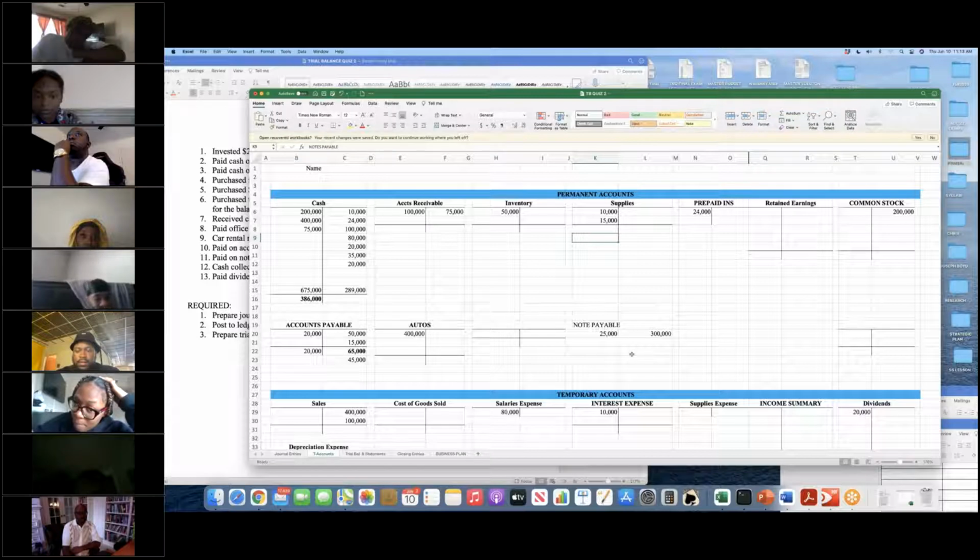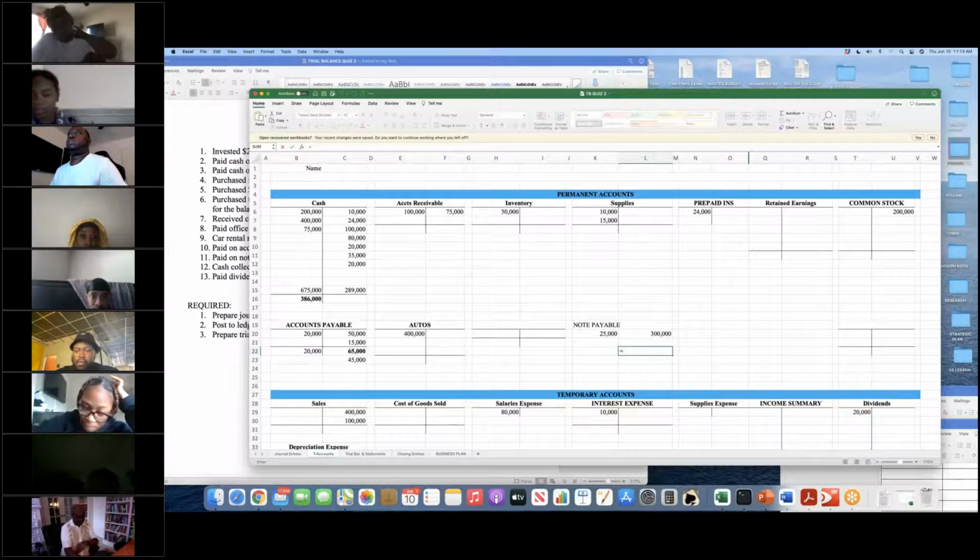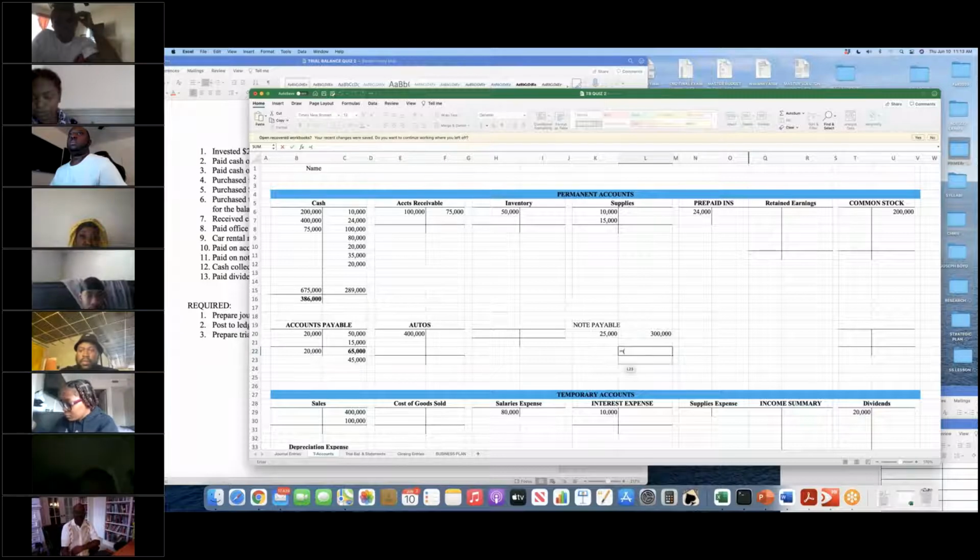It's a liability, so I want it over here. I want it to have a credit balance. So what's the first thing I'm going to put down? The equal sign. Then a parenthesis. Then I'm going to click here. Then I'm going to put a minus sign down. Then I'm going to click over here. Then I'm going to put a parenthesis down.